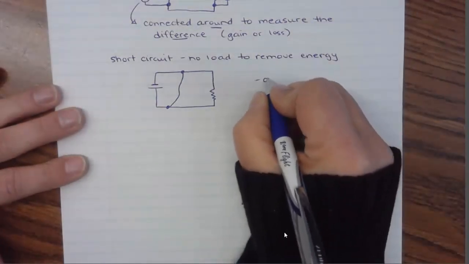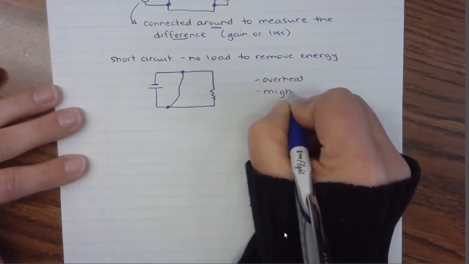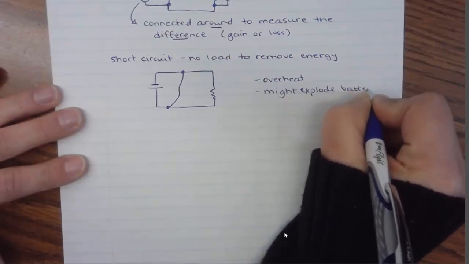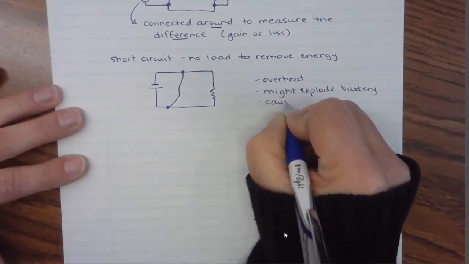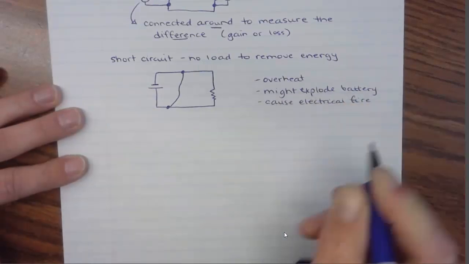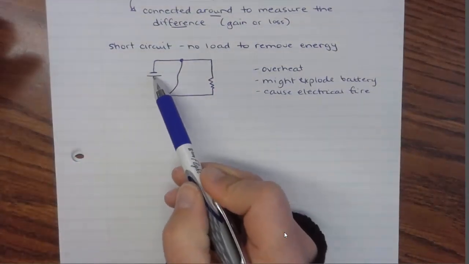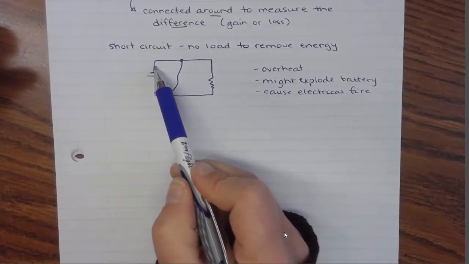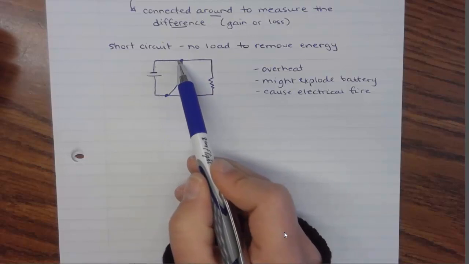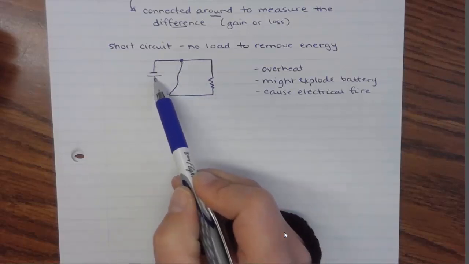Well, what's going to happen is it's going to overheat, might explode the battery, might cause an electrical fire. Because think about what's happening. So we've said that as they come around, they pick up 1.5 joules of energy per coulomb, or 1.5 volts. And electricity is lazy, so it's going to take the easy way and go back to the battery.